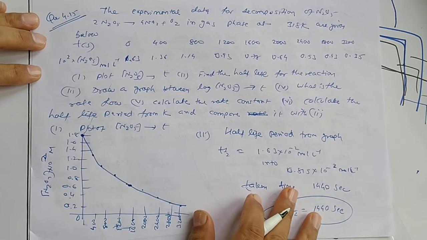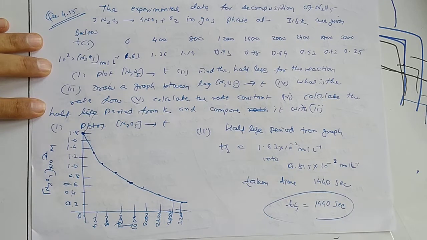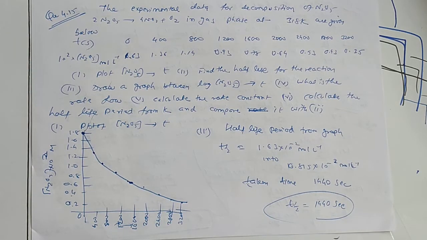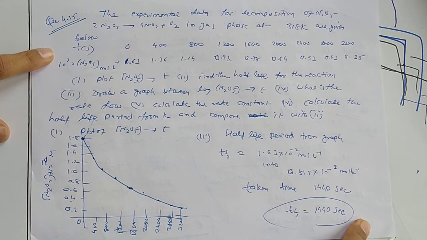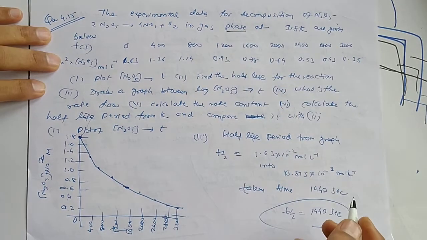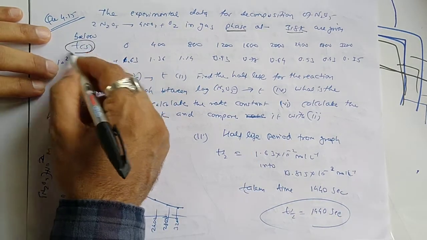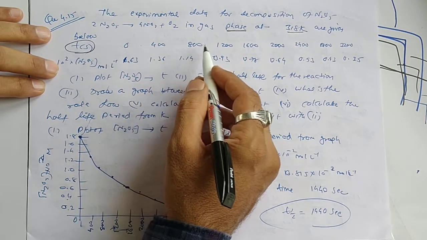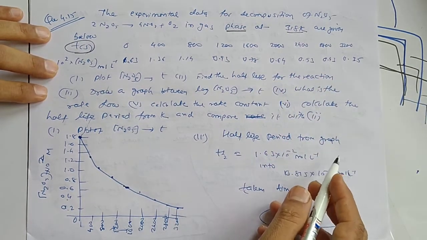Now 4.15. The experimental data for the decomposition of N2O5, dinitrogen pentoxide, 2N2O5 decomposing into NO2 in the gaseous state at 318 Kelvin are given below. Time in seconds: 0, 400, 800, 1200, 1600, 2000, 2400, 2800 and 3200.